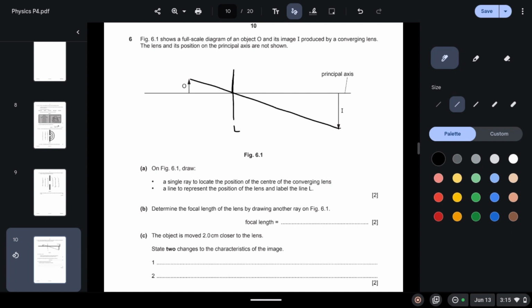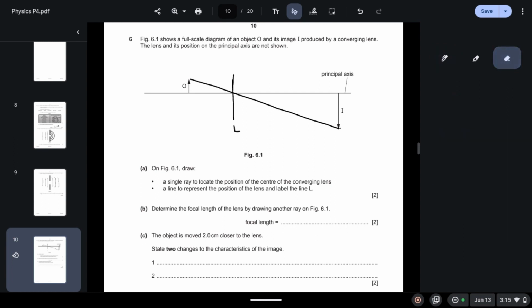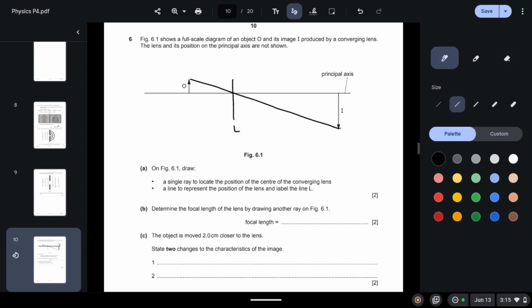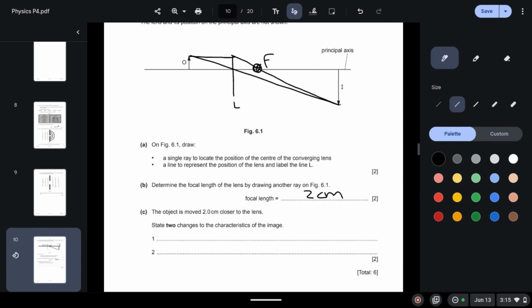So we know that the other ray goes through the top of the lens. So it will go through this and then towards the image. And we know the focal length is the point where the ray passes through the principal axis. So this is your focal length F. And when you measure this length, it will come out to be somewhere around 2 centimeters. 2.1 to be exact.